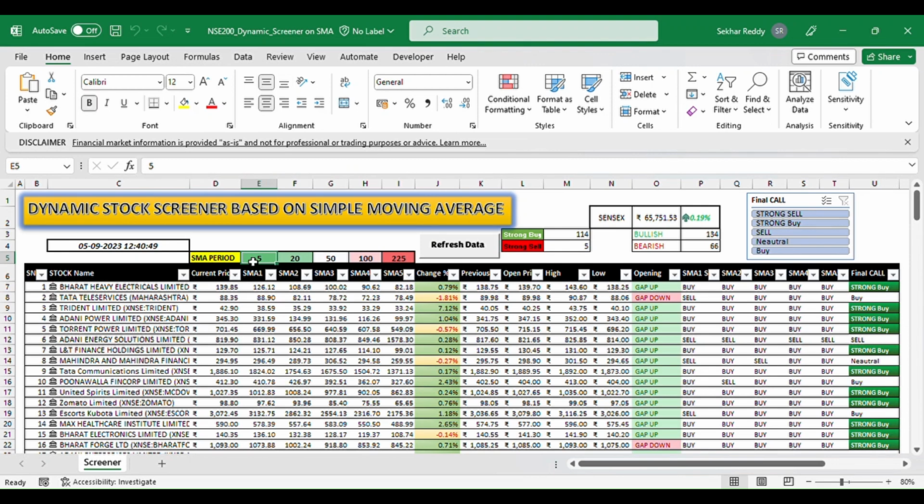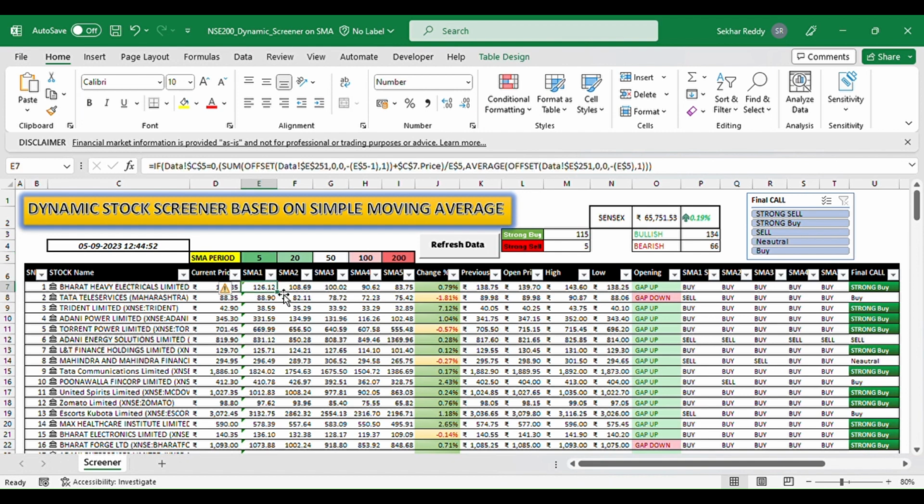Let's say if we want to change the SMA for any period, for example if I want a moving average for 200, then I can just give the input as 200 and the SMA would change accordingly. The minimum SMA period is 5 and max we can take up to 250, or else 248.